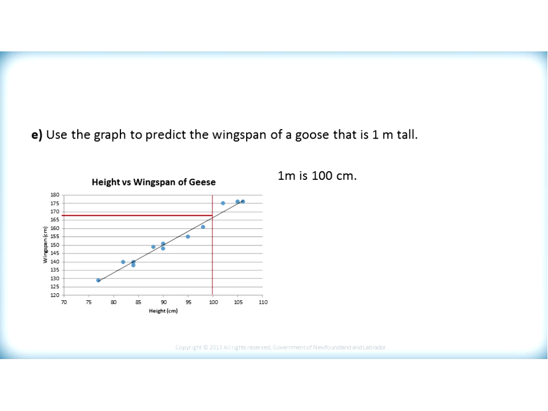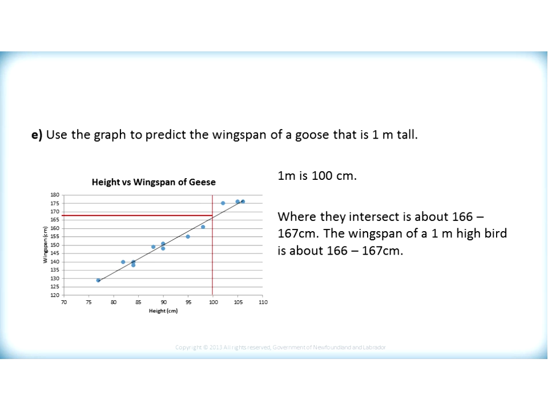So our wingspan for our bird is going to be somewhere between about 166, 167 centimeters. It's above 165 for sure, and it's below 170, but it should be a little bit closer to the 165 centimeter line. So the wingspan of a bird that's 1 meter high should be about 166 or 167 centimeters based on the relationship we're seeing within our data here.